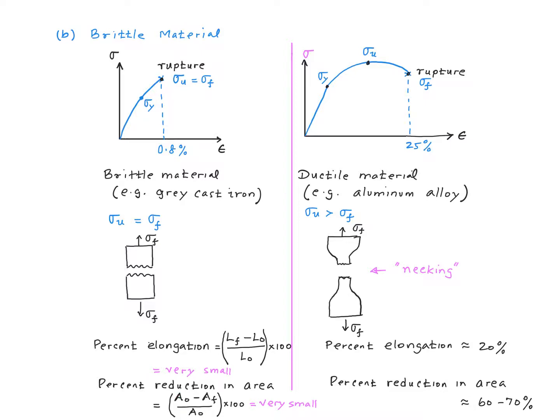A second quantity, which is based on the area of the cross-section where the failure takes place, is defined like this. This is called percent reduction in area, defined as A naught, which is the initial cross-sectional area, minus A_F, which is the cross-sectional area at rupture on the cross-section where the failure takes place, divided by A naught, expressed as a percentage. Once again, this is going to be very small for a brittle material, whereas for a ductile material, this could be as high as 60 to 70%. So this is due to this phenomenon called necking, right?